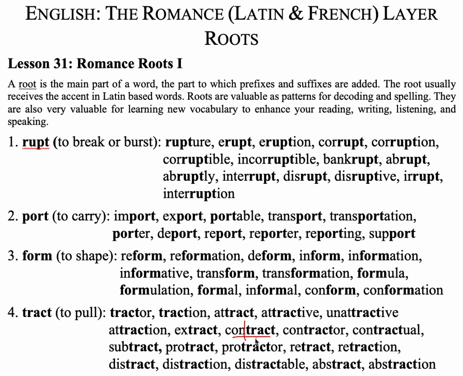Now we have contract. Con means with, and tract means to pull. So when you sign a contract, you're agreeing with somebody that you're going to work together. You're going to pull together on a project or something. And OR is an agent. So a contractor is somebody who's designated to make sure that the contract is followed.